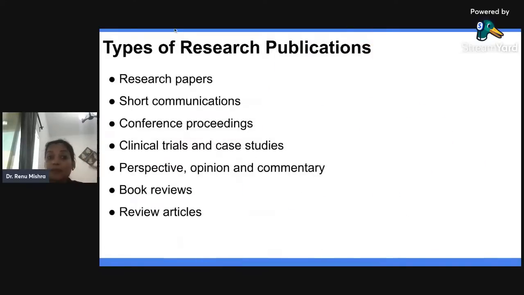Okay, now we have a couple of types of research publications, which generally we might not be aware of. However, being a research scholar, you are mainly concerned with these: research papers, conference proceedings, case studies, and when it comes to a medical background or biotechnology, clinical trials also. We'll take all of them one by one.